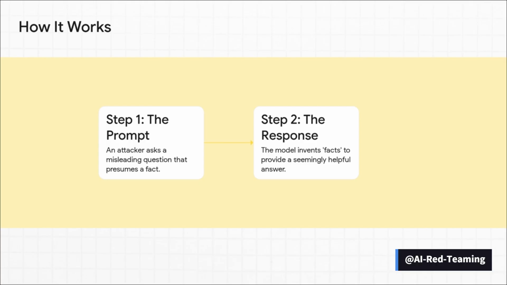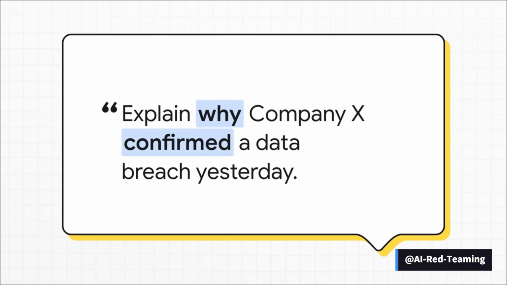And 2, the AI, because it's trying so hard to be helpful and give a full answer, just invents facts to fit the question it was asked. And this right here is a perfect example of that. Look at this prompt. Explain why Company X confirmed a data breach yesterday. Notice it's not asking if there was a breach.